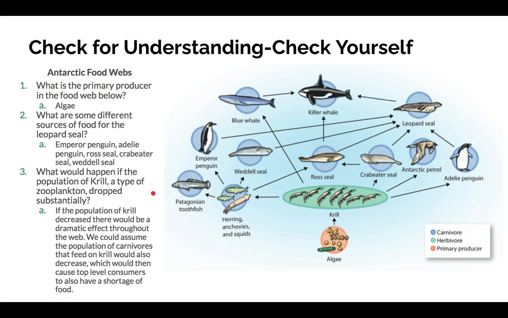And then last, what would happen if the population of krill drops substantially? So krill is right here. Okay, it's one step after the primary producer, but you need to look and see how many arrows are coming off of krill, or how many things rely on consuming krill.